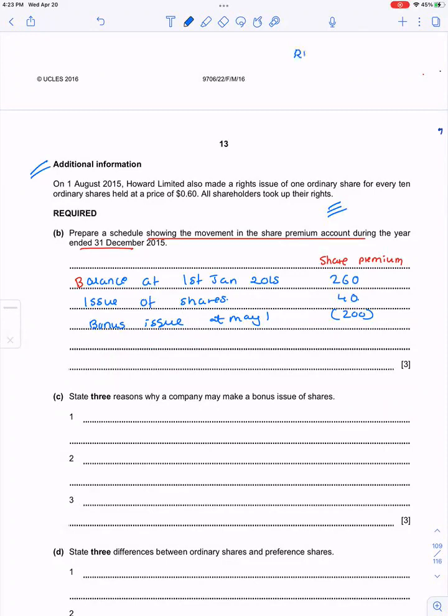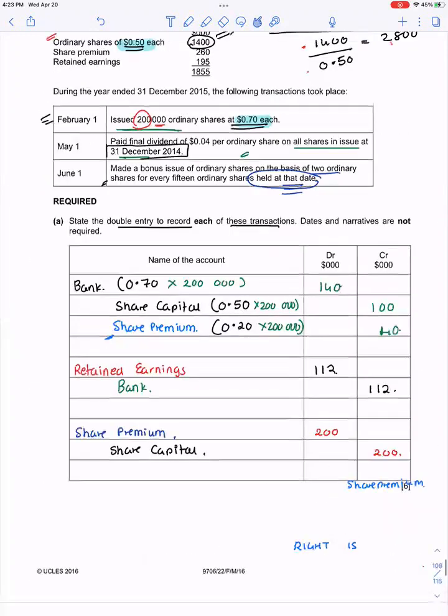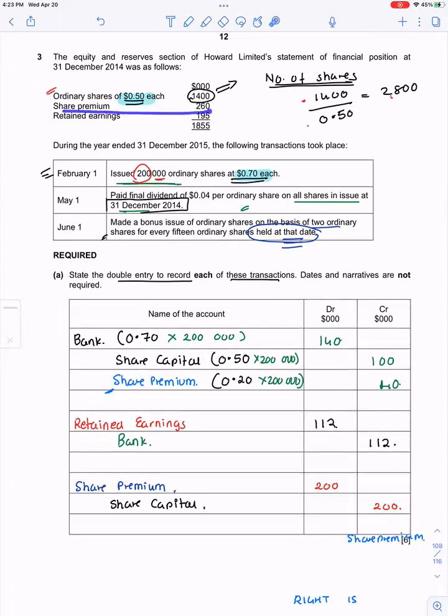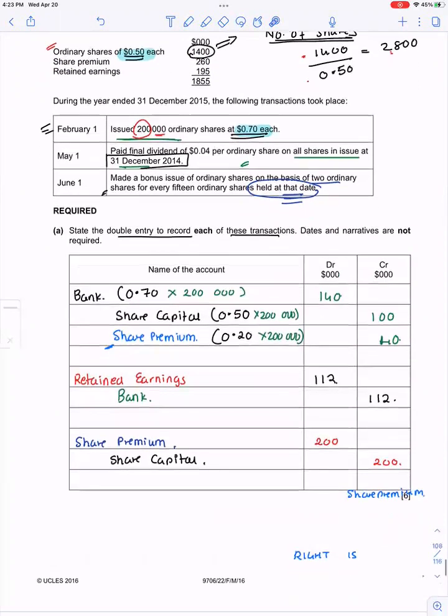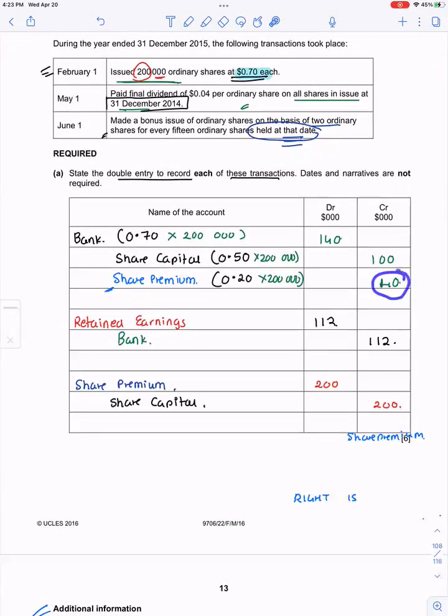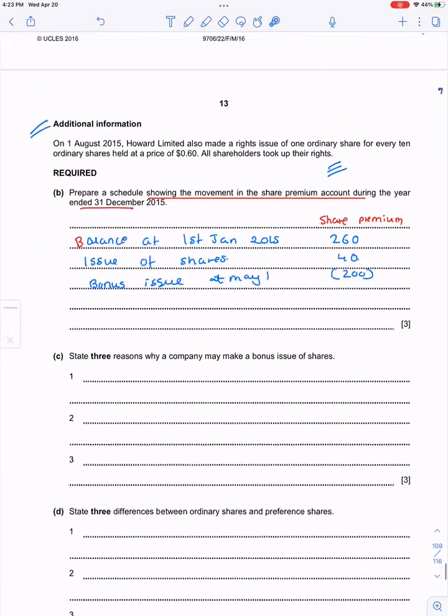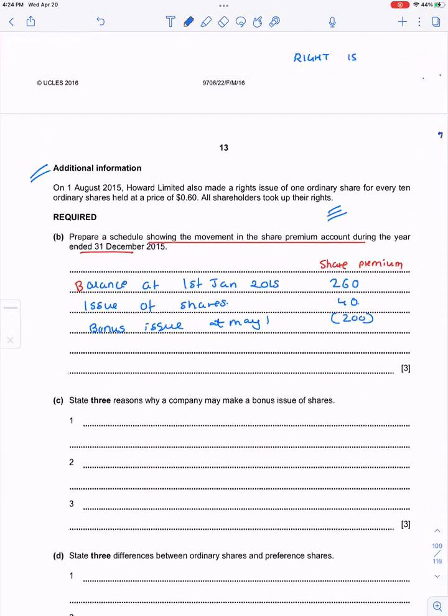So how did you get that balance at start? Then issue of shares. Premium is increasing. Then bonus share. Premium is decreasing. Now you're making a right issue. Do it yourself.